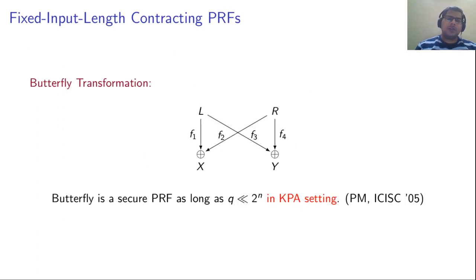Instead of that, we can use another set of transformations called the butterfly transformation. But the problem with the butterfly transformation is that it's secure in the known-plaintext setting. So the inputs L and R are assumed to be chosen uniformly at random. So they are not in the hand of the adversary. Okay, just a point about the notation here. If from L to X there is an arrow and an edge, and if F1 is a label, then that means that F1 of L is mapping to this XOR. So basically X is F1 of L plus F2 of R and Y is F3 of L plus F4 of R.